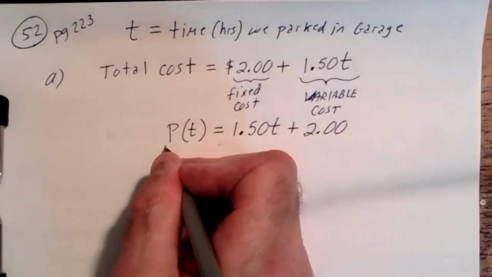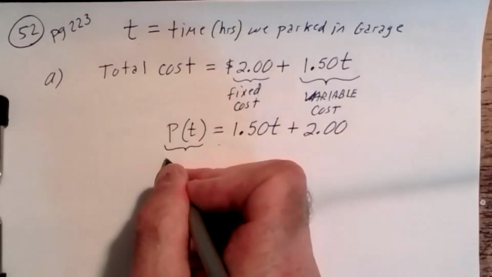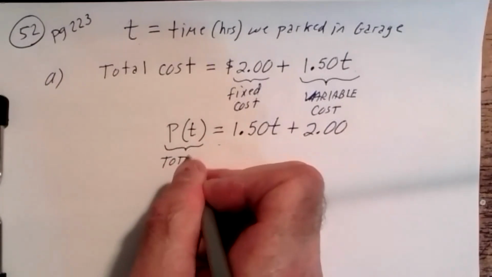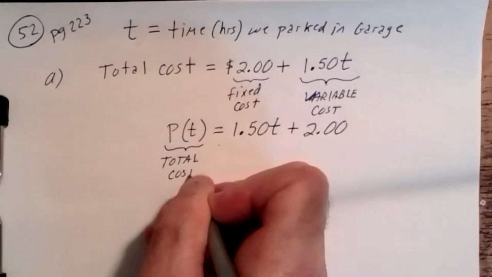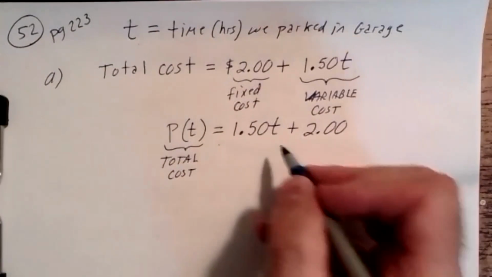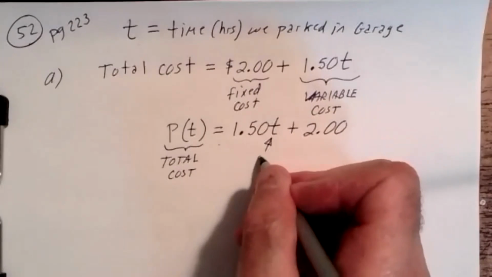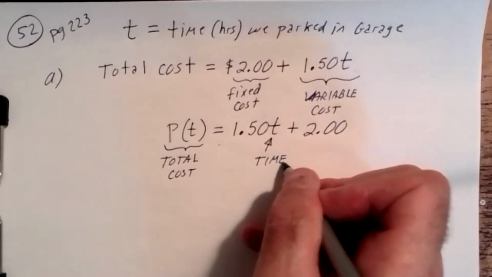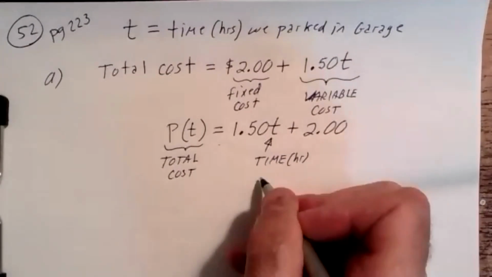P of T is the what again? What is P of T? It is the total cost of having been in that garage. What's T again? Time in hours. The time in hours we were in the garage.